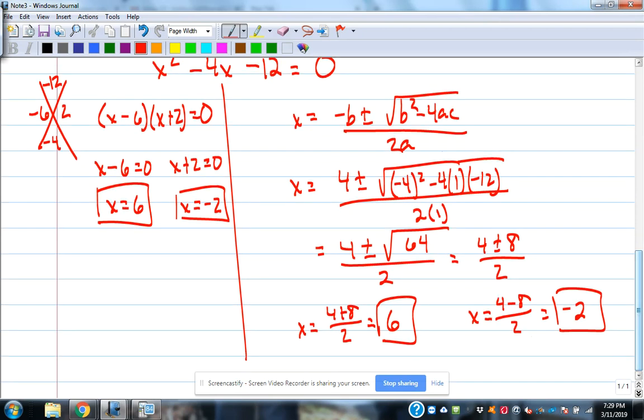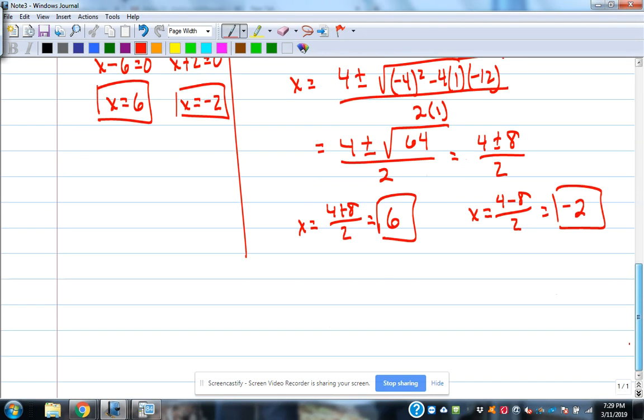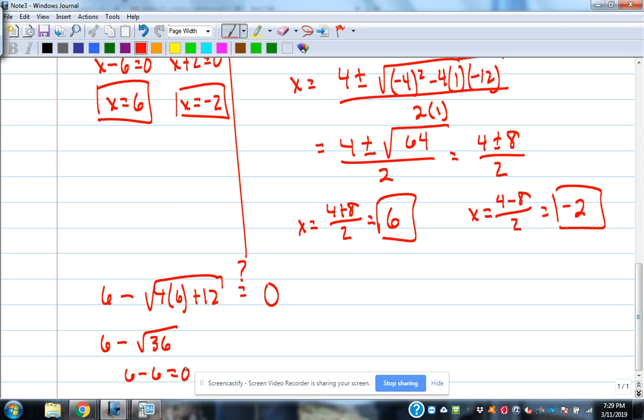So I'm going to go back to the original problem. The original problem had x minus the square root of 4x plus 12. So I'm going to plug in 6 first. 6 minus the square root of 4 times 6 plus 12. I want to check to see, does that equal 0? That's what I'm checking for. Does it work in the problem? 24 plus 12 would be 36. What's the square root of 36? 6. Is 6 minus 6 0? That one works. So I know I'm keeping 6.